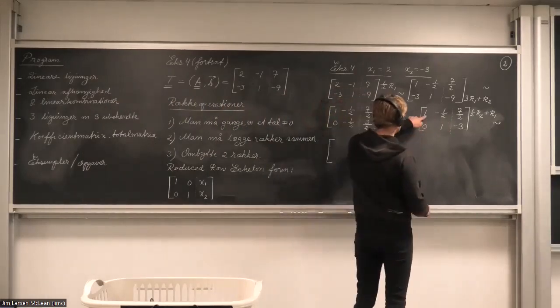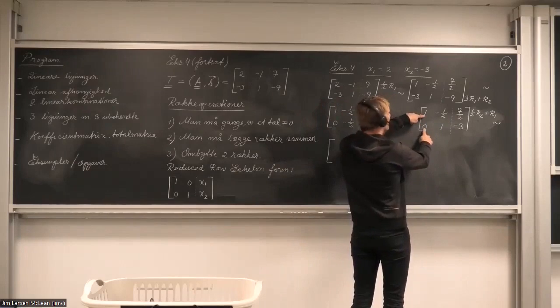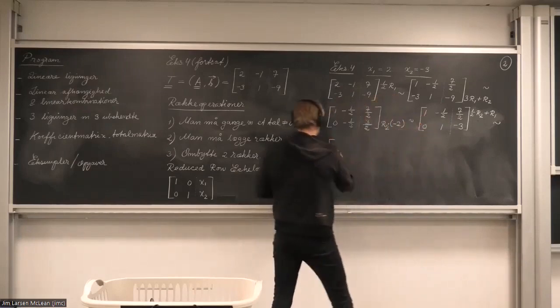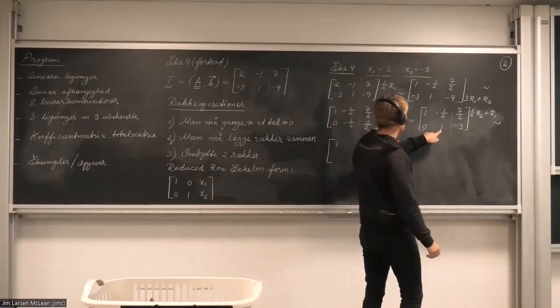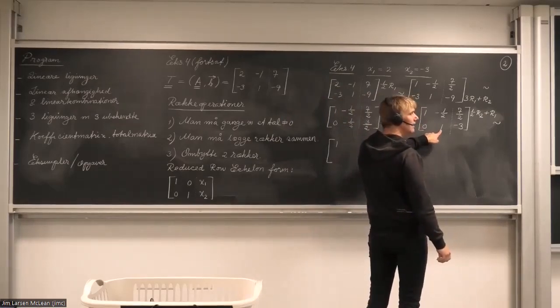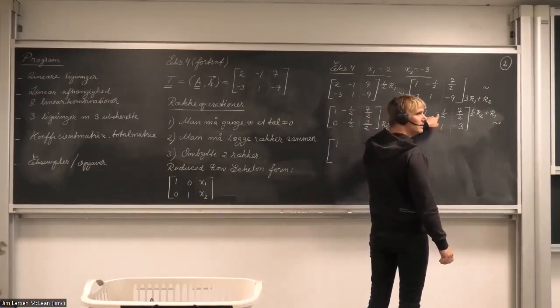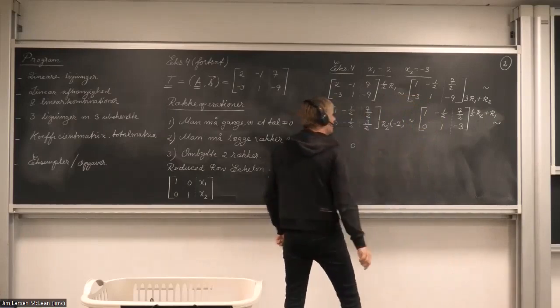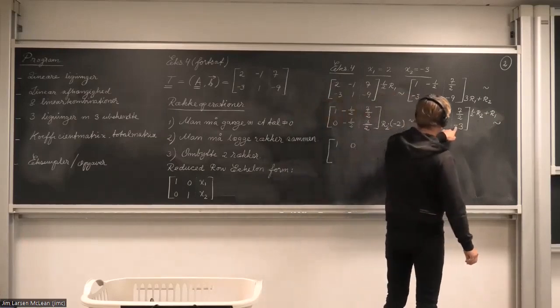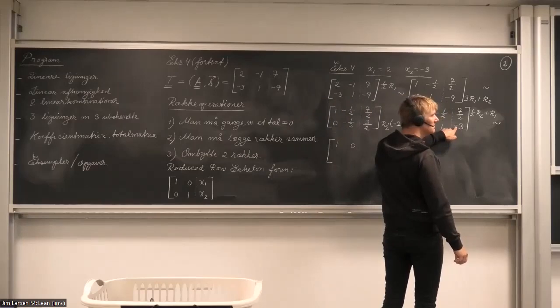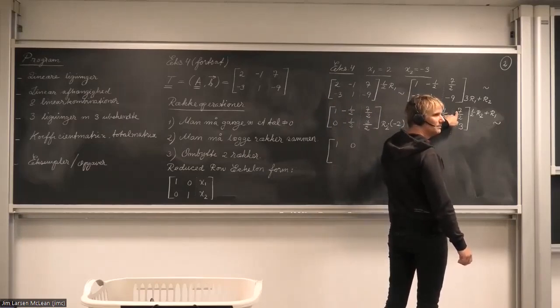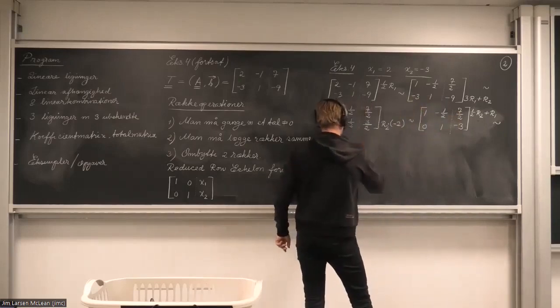So I need to say that half of 0 is 0 and added to 1, it's still 1. Then I should say that half of 1 is 1/2 and adding it to minus 1/2 is 0. Then I need to say that half of minus 3 is minus 3 halves, which I should add to 7 halves to now get 4 halves, also known as 2. So now it says 2 here.